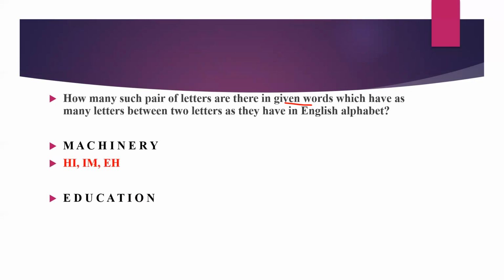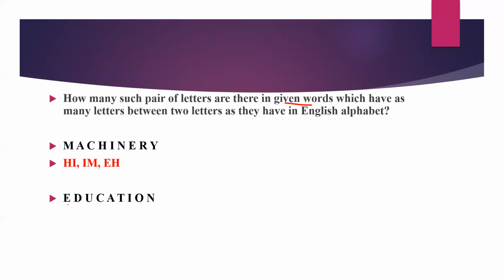Okay. So for the machinery one, we have 3 pairs, that is HI, IM and EH. Between H and I, there is no letter in the word, and also in the English alphabet we don't have any letters between H and I. In the same way, IM and EH. IM is in the backward direction, EH is also in the backward direction, and HI is in the forward direction.